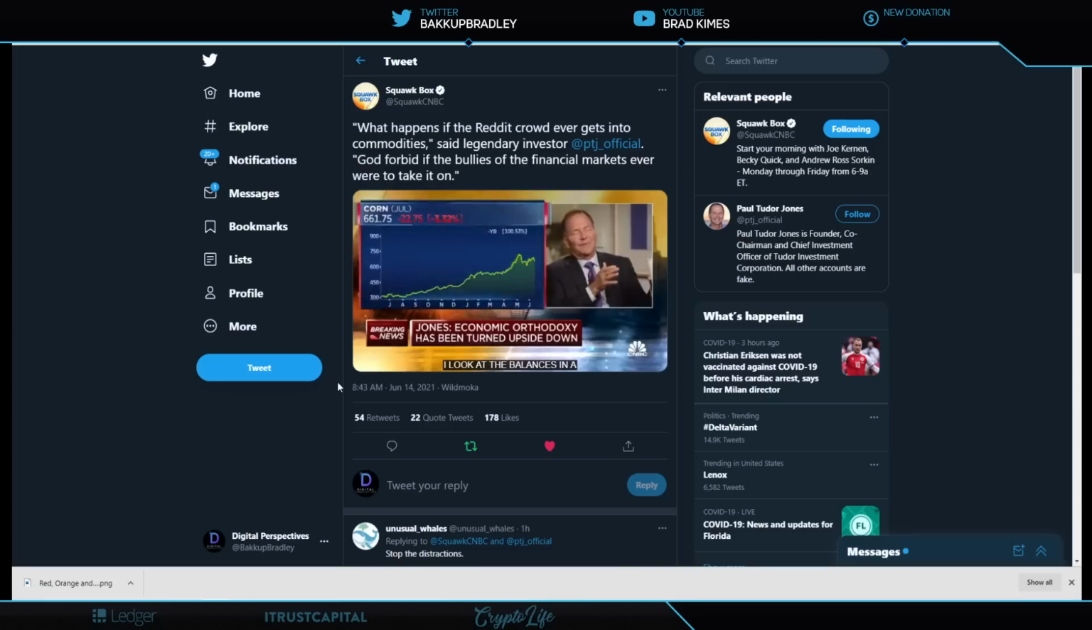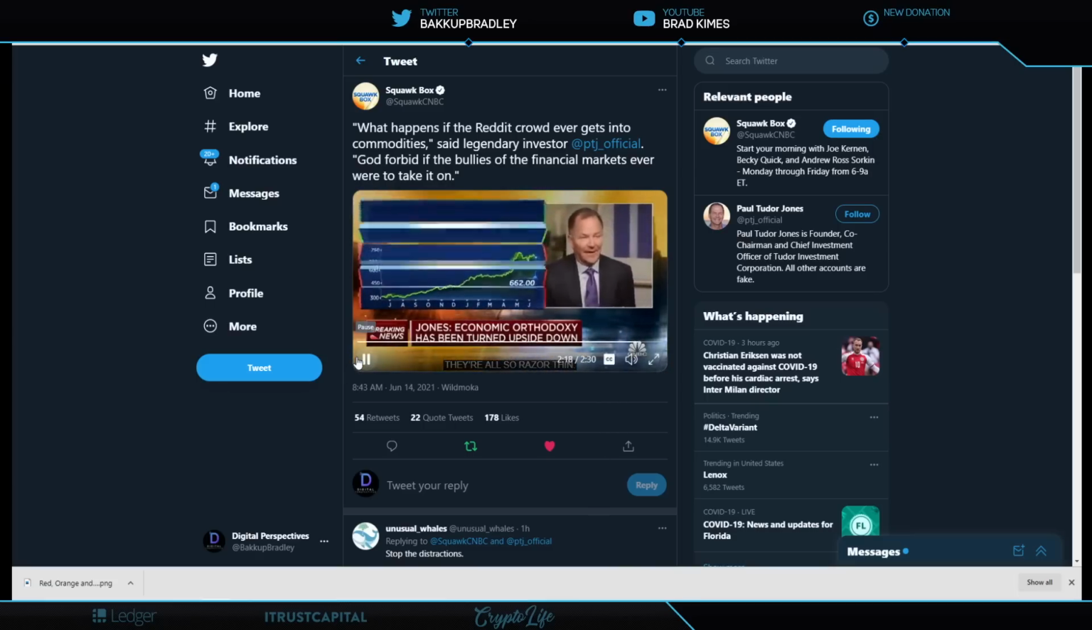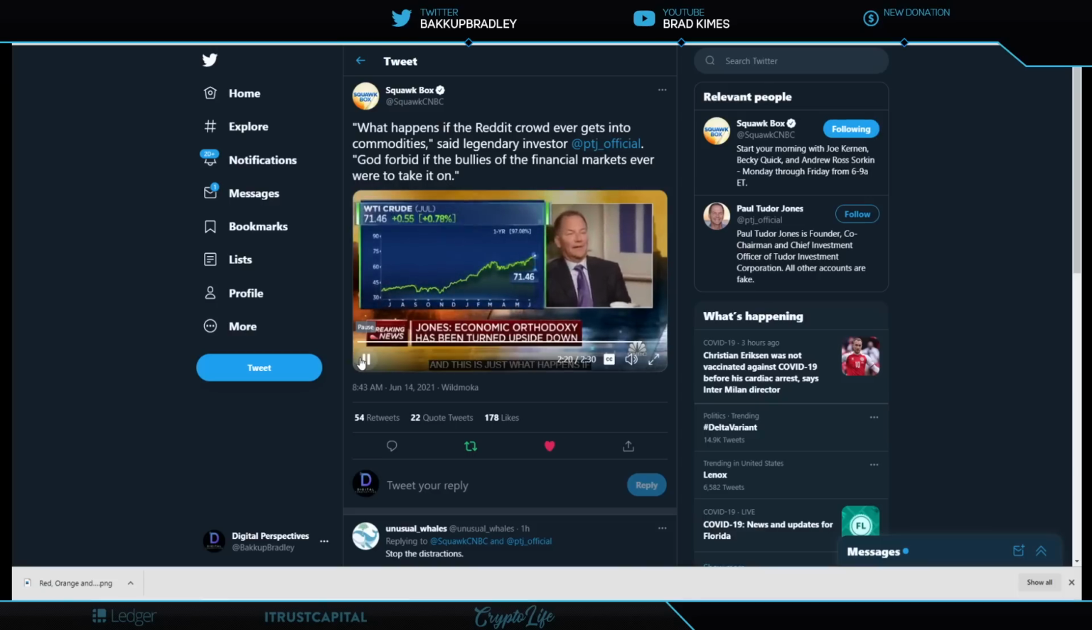And this is just what happens if institutional money would get to where they should be, given the level of real rates. What happens if the Reddit crowd ever gets into commodities? God forbid if the financial markets ever were to take it on, for instance, like retail did back in the 70s.